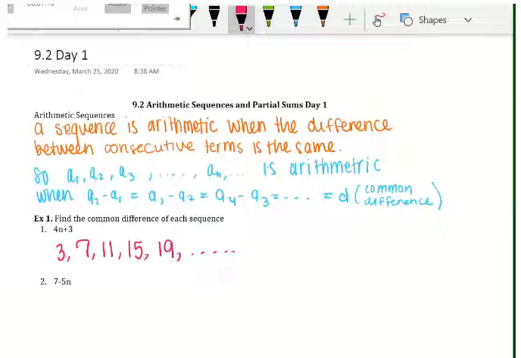So let's think about the common difference. 7 minus 3, that's 4. Then 11 minus 7, that's 4. 15 minus 11, that's 4. So in other words, I need to add 4 to a term to get the next term. So 4 is our common difference.